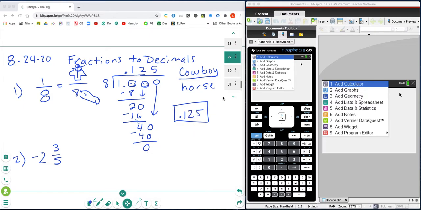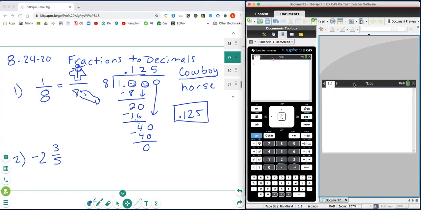Now, I can take my graphing calculator, go over here to calculate, and I'm going to check it. So I'm going to do Control, Divide, 1, arrow down, 8, Control, Enter, and I see that the answer on the calculator matches my answer, so I know I'm correct. Let's go ahead and do the next one.